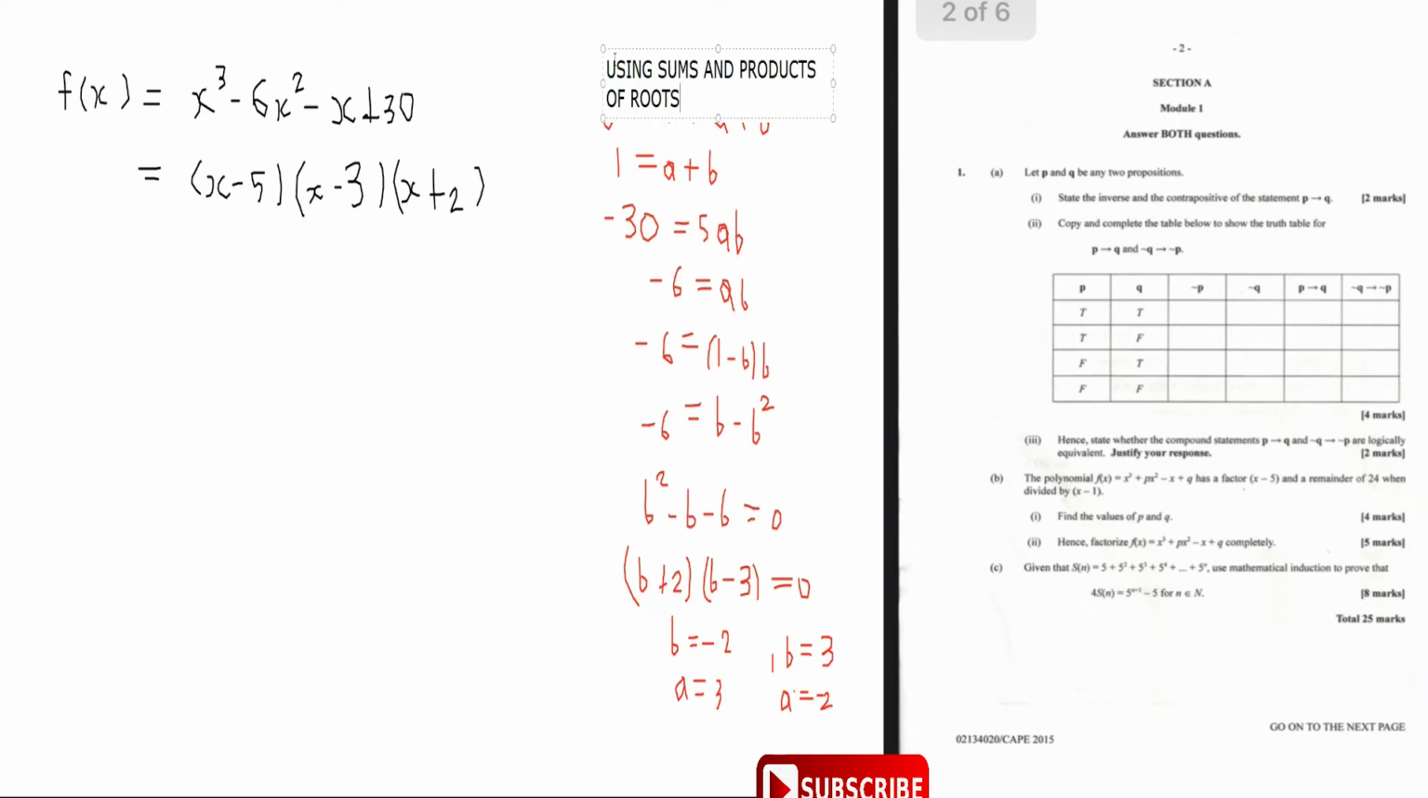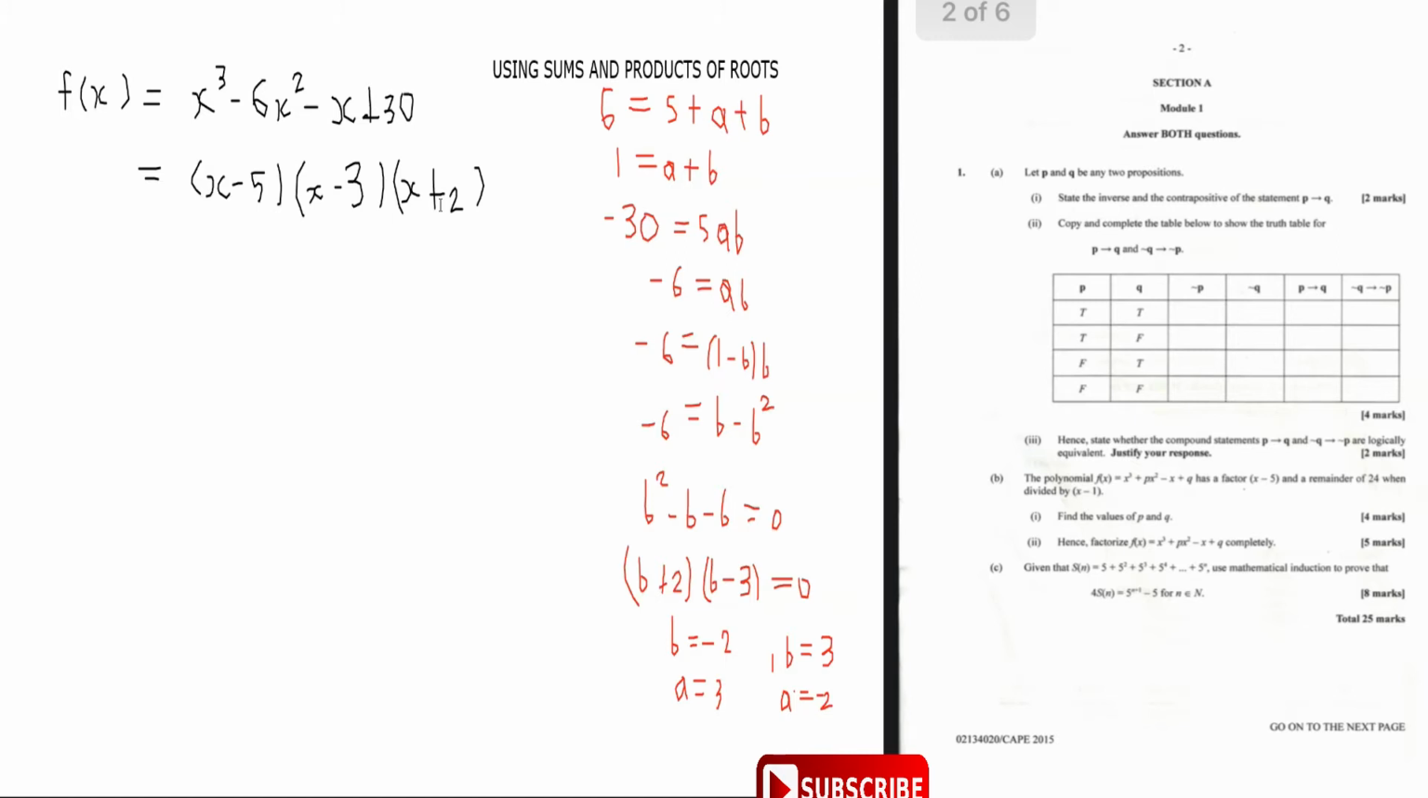Stop doing polynomial division all the time. It's so boring to always be doing polynomial division. So using sums and products of roots, we factorized it. Nice and easy. Let's look at the next part of the question.